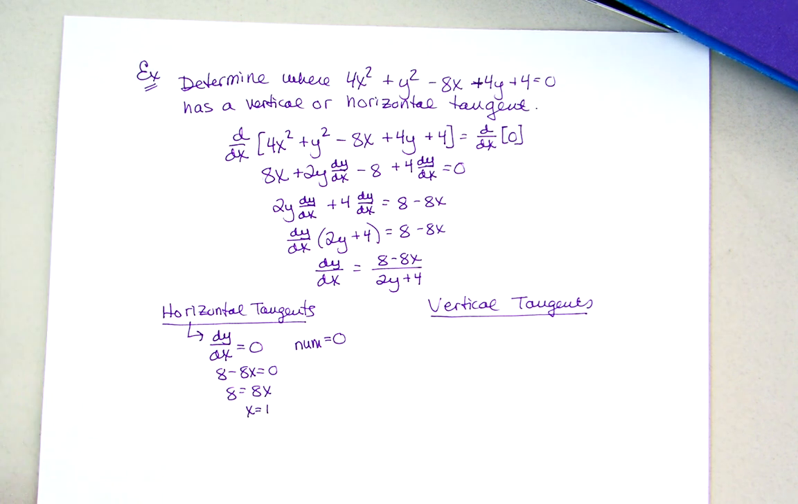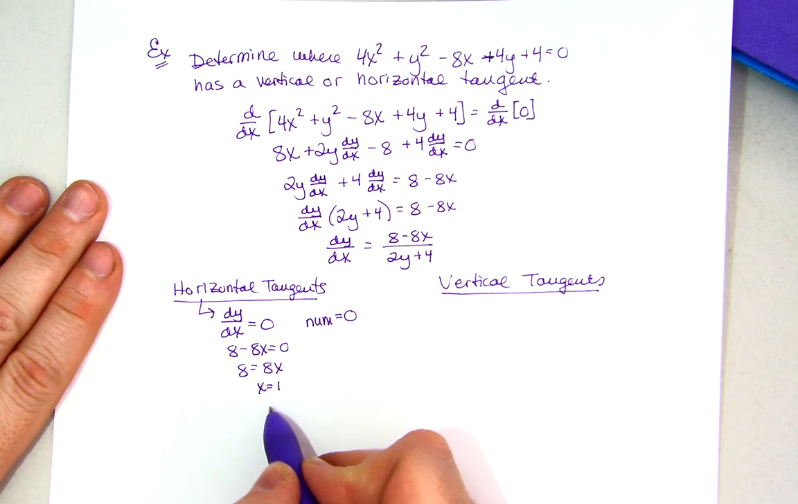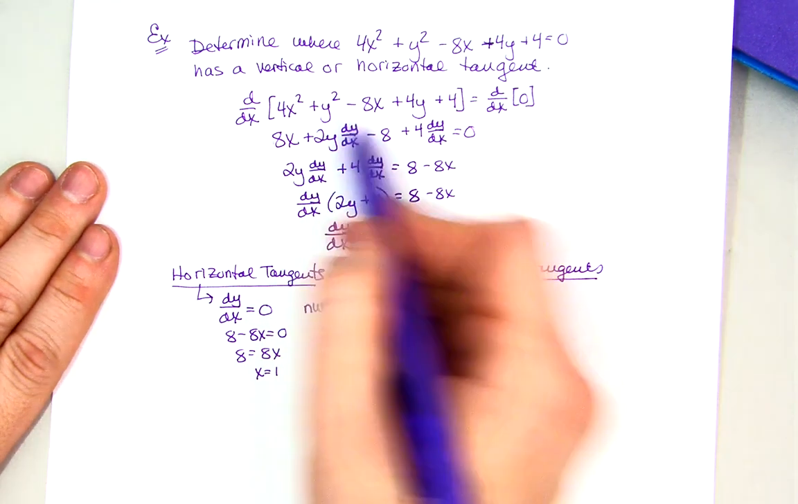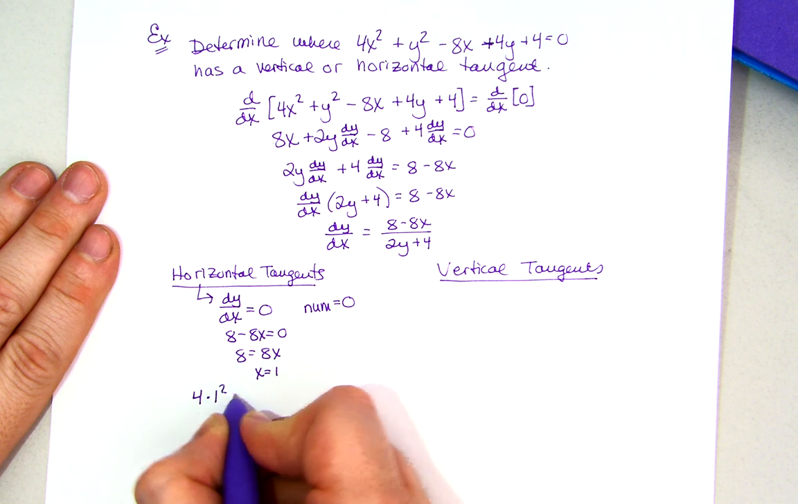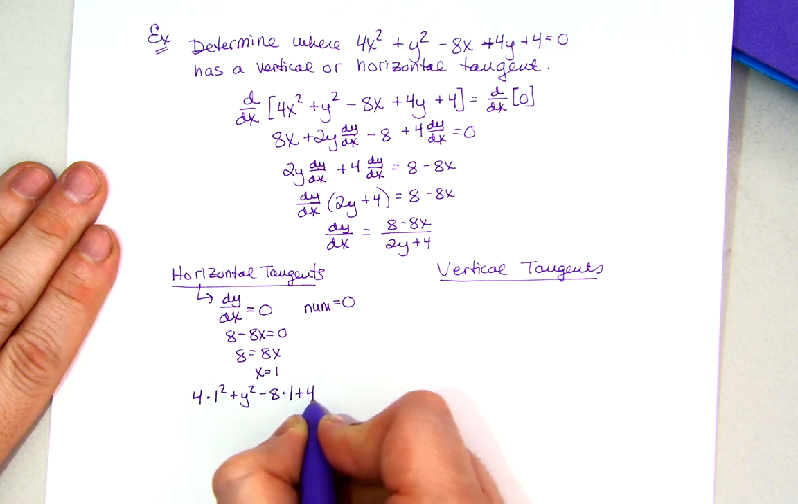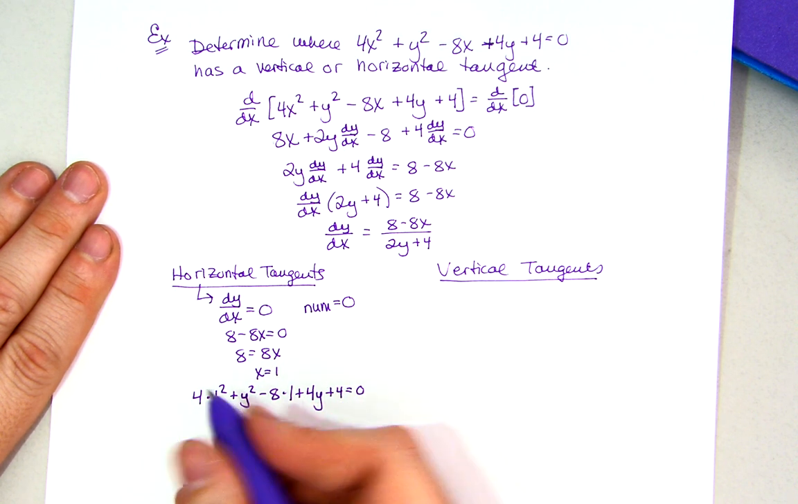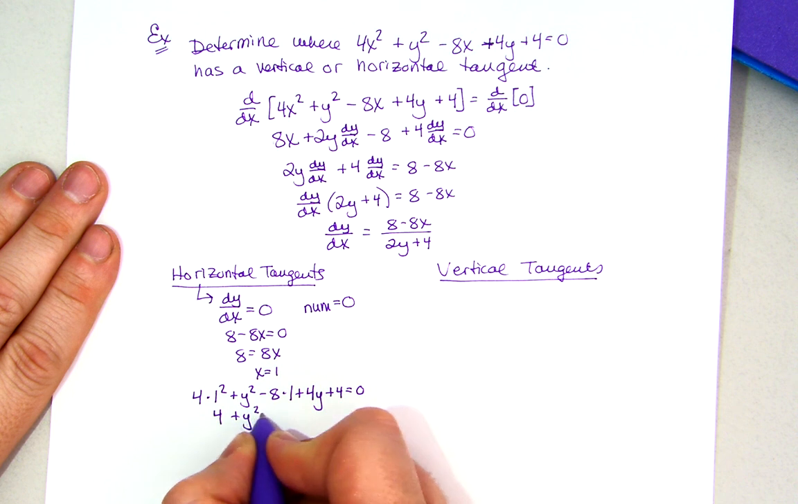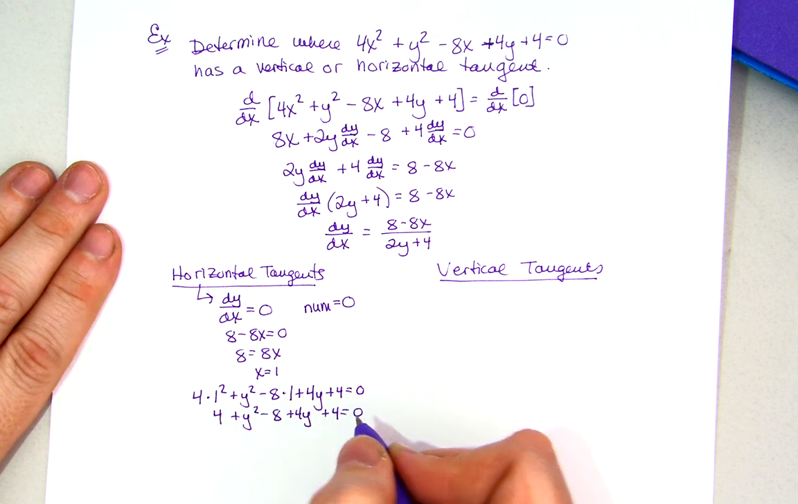I do want to be able to do a little bit better than this, though. I want to find the entire coordinates. So just like in the last problem, now that I have an x, I can plug that into my original implicit function and find my y. I'm going to get 4 times 1 squared plus y squared minus 8 times 1 plus 4y plus 4 equals 0. 4 plus y squared minus 8 plus 4y plus 4 equals 0. The 4's cancel with the 8.